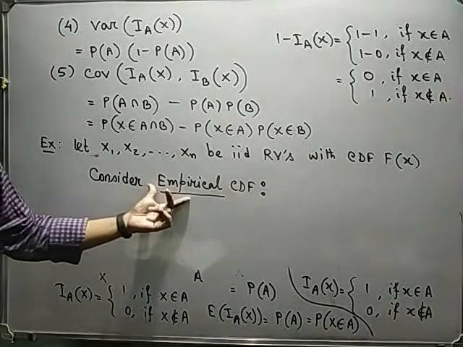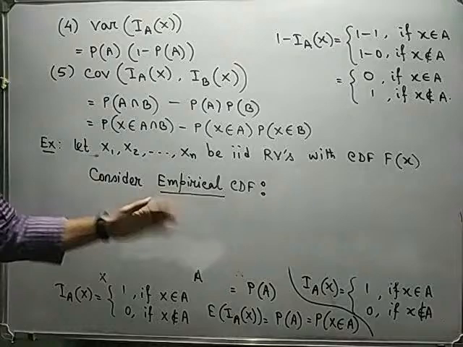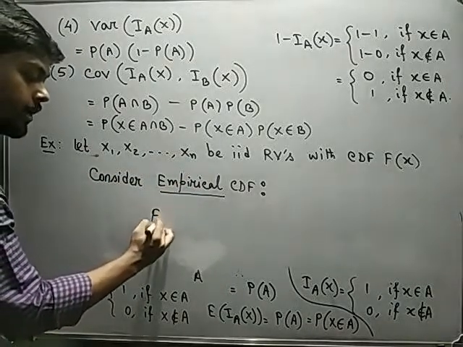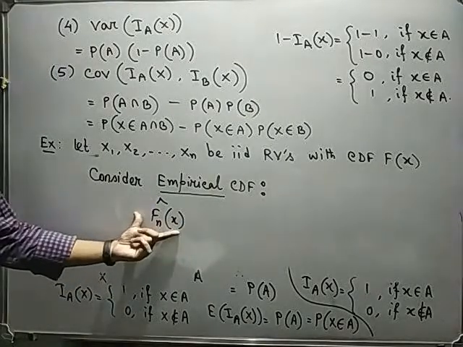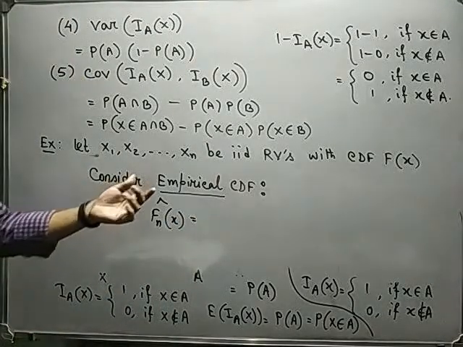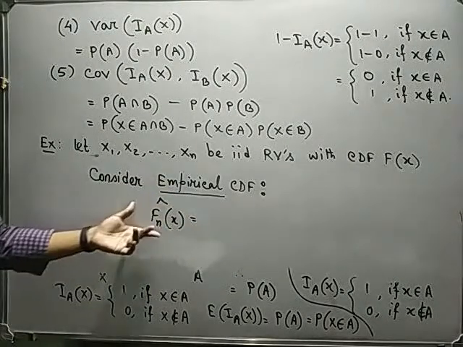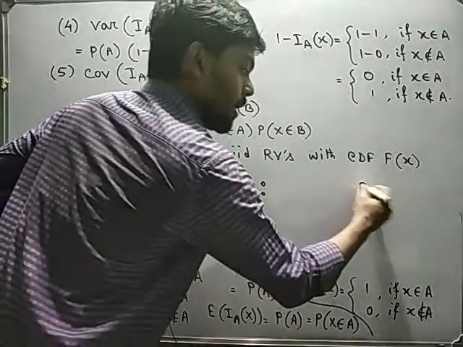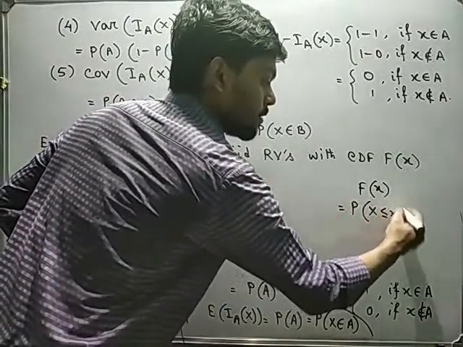Empirical CDF means if we create a CDF using the sample values, that will be our empirical CDF. It is denoted by F_n hat of x. And what does that mean? If you know the concept of programming, you can always understand this empirical concept. Let's say we have capital F(x), which is basically the probability that capital X is less than or equal to small x.